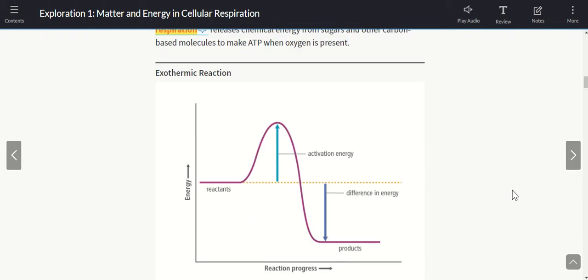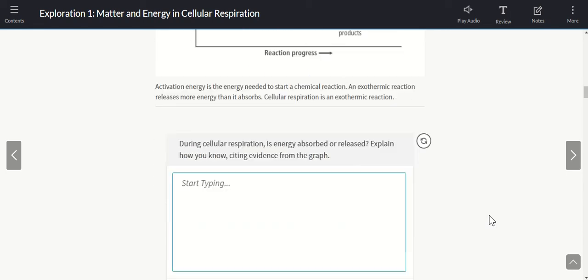Now, cellular respiration is an exothermic reaction. Remember, exothermic means that energy is released and the products have a lower starting energy than the reactants. We have to input a little bit of energy to get this process started, but once we start the process, tons and tons of energy is released, and therefore we get this exothermic graph right here.